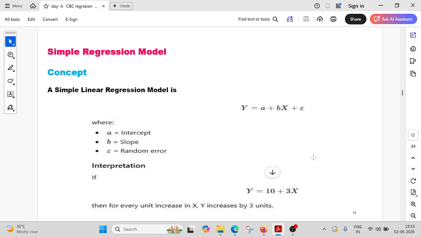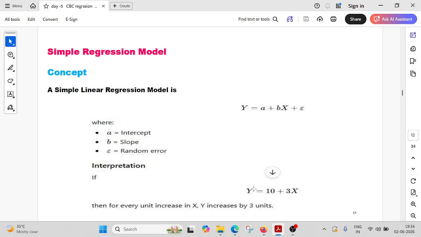Okay. Next, the simple regression model, where we just add plus epsilon. Here, for a simple regression model, the formula is y is equal to a plus bx plus epsilon. What is a? Intercept, and b is slope, as we discussed earlier. And then epsilon is a random error. And then, suppose y is equal to 10 plus 3x, then for every unit increase in x, y increases by 3 units every time.